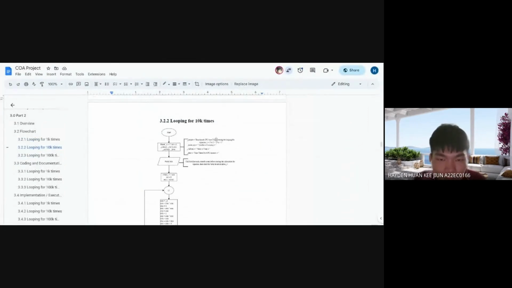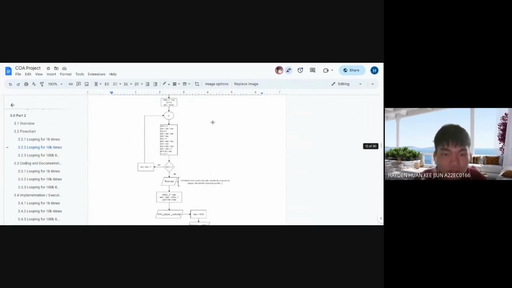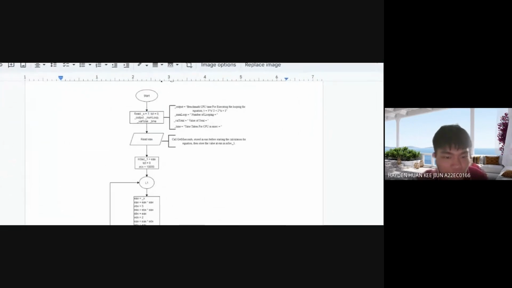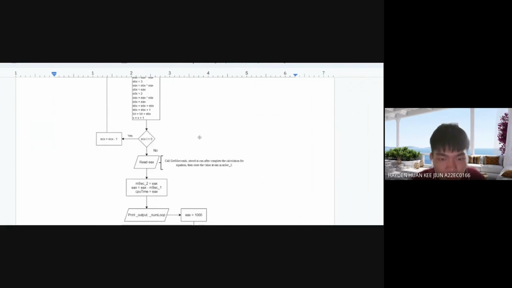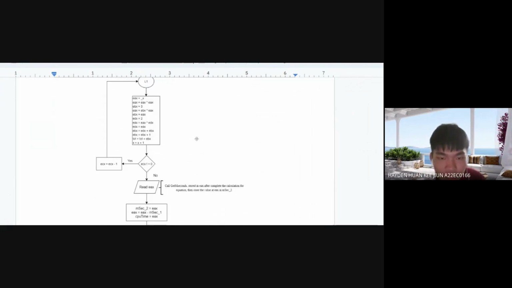For the next two loops, which are 10K and 100K, I just need to change the ECX, which is used for looping, and also change the value here.